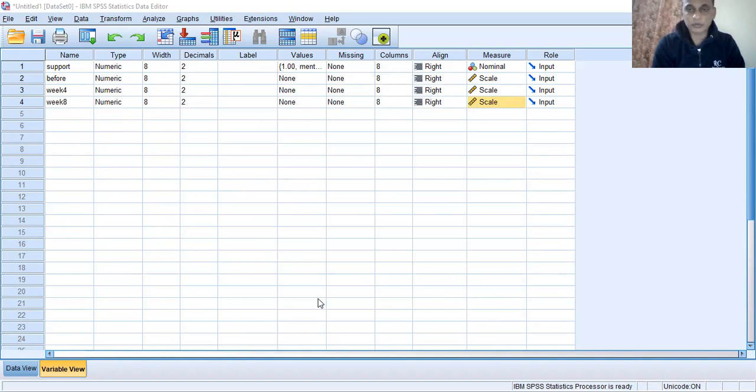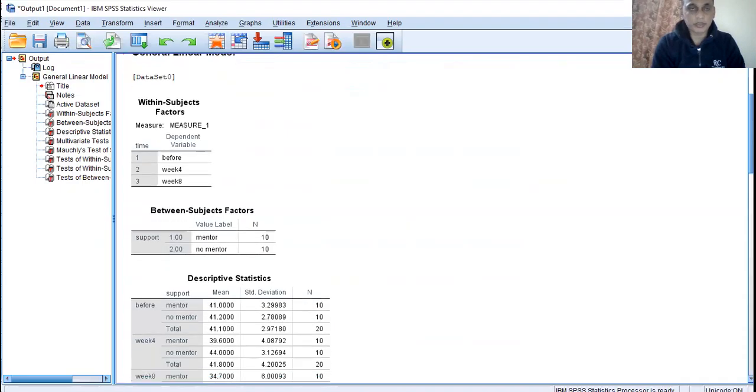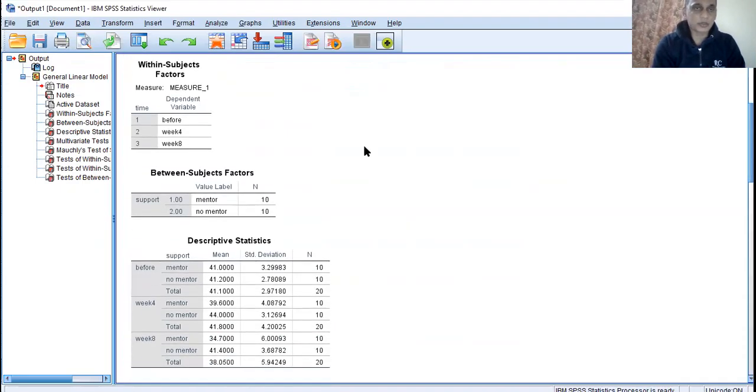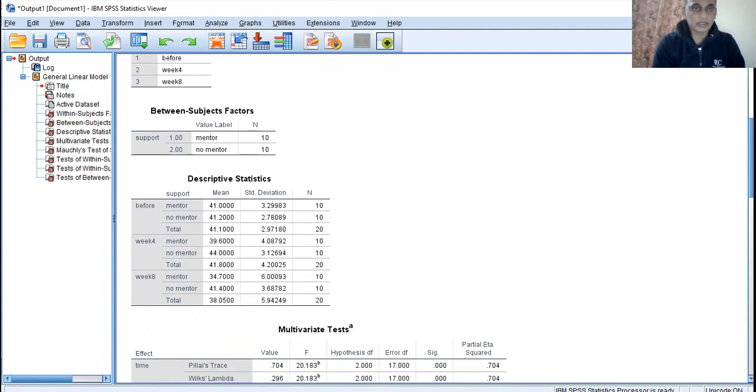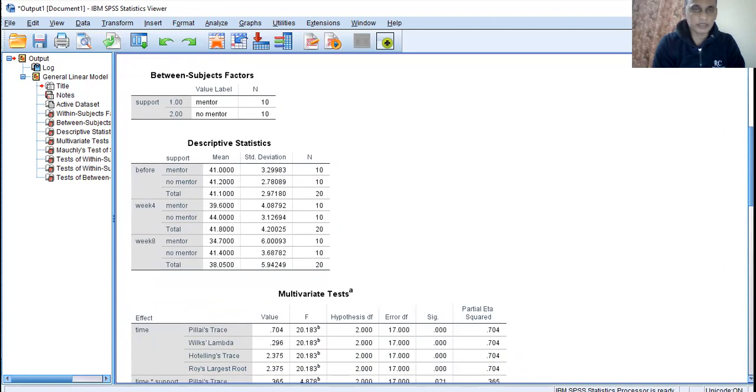So the output file is before us. We click on the output file, and here we are. So we have got before, week 4 and week 8 as 1, 2, 3, that is within subject factors. And then if you look at between subject factors, we have got 1 as mentor, 2 as no mentor. This is what the descriptive is coming up. So for before, for mentor and no mentor, the mean is almost 41 for each of the two, with a standard deviation of 3.29 and 2.78 something.